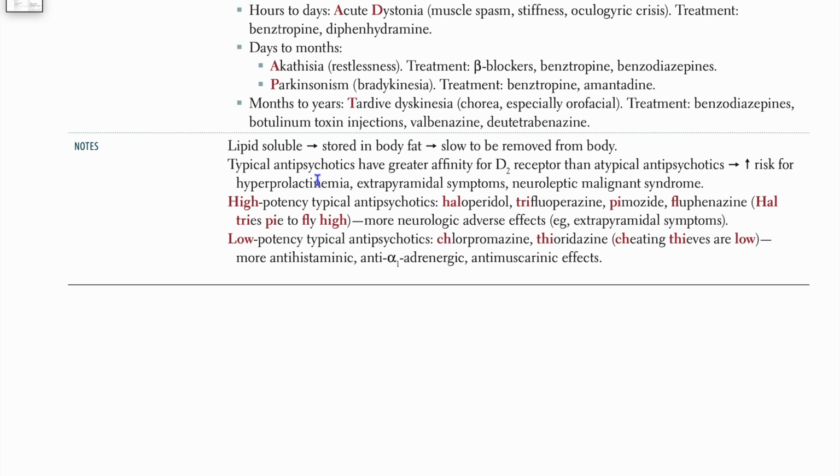High potency typical antipsychotics: haloperidol, trifluoperazine, pimozide, fluphenazine. Okay, so you need to know which ones are the high potency typical antipsychotics. Hull tries pi to fly high. So Hull, try, pi, and fly. They have more neurologic adverse effects, for example, extrapyramidal symptoms. And then the low potency typical antipsychotics are these: chlorpromazine, thioridazine. Cheating thieves are low. Okay, so only two of them. So chlor and thio. It should be easy to remember that way as well. They are more antihistaminic, anti-alpha 1 adrenergic, and antimuscarinic. Okay. This is very important. They test you on this right here.